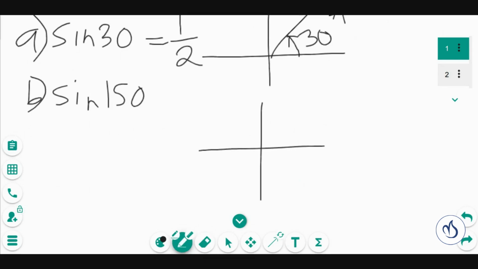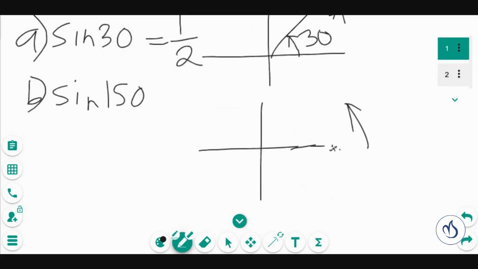I measure the angle always from this axis, the positive x-axis, and if it's a positive angle, I measure it anti-clockwise. Anti-clockwise, I am going this direction. If the angle is negative, assuming I was measuring sine of negative 150, I would take this clockwise direction. Okay, let's take what the question has asked. So the sine of 150, I would measure 150 degrees.